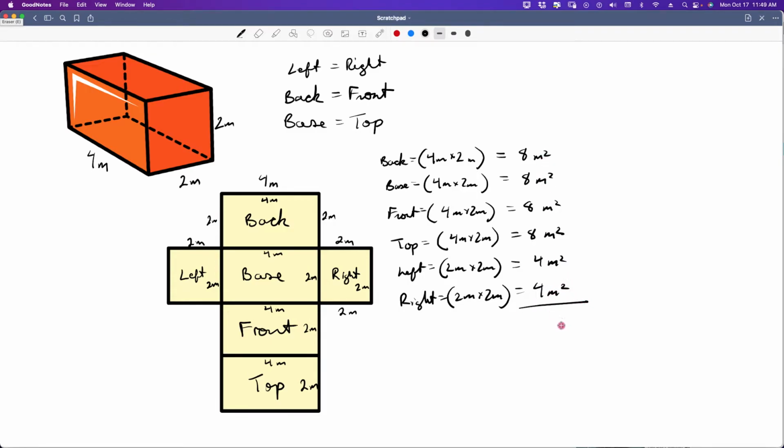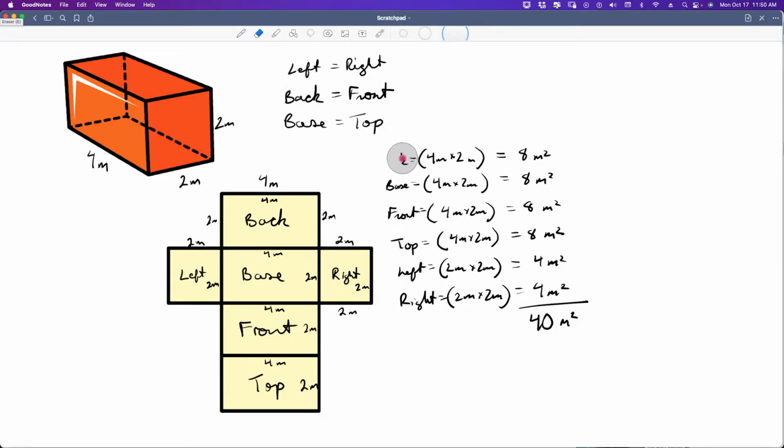Meter squared is all the same, so we can just write it down. And we have 8, 16, 24, 32, 36, 40. 40 meters squared is the surface area for this rectangular prism. I really believe that if you practice making the net for this shape, it will help you find the dimensions, okay? But there's a faster way.